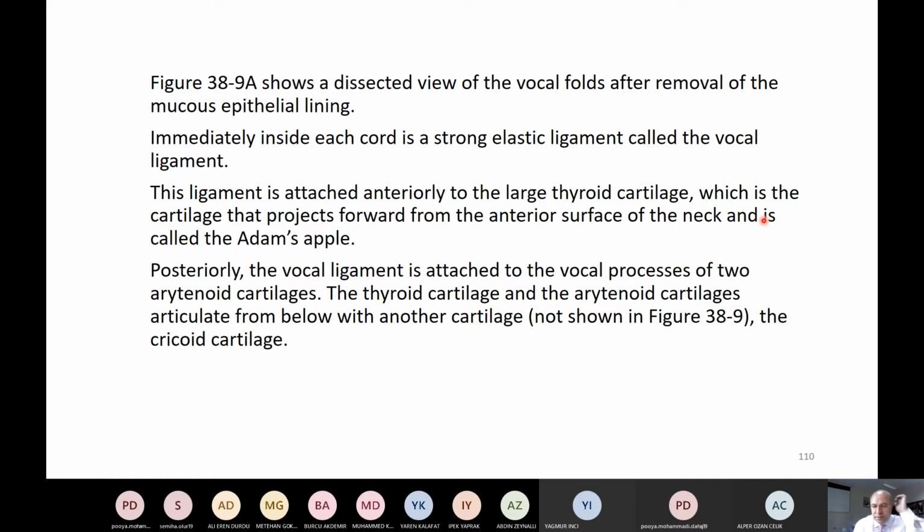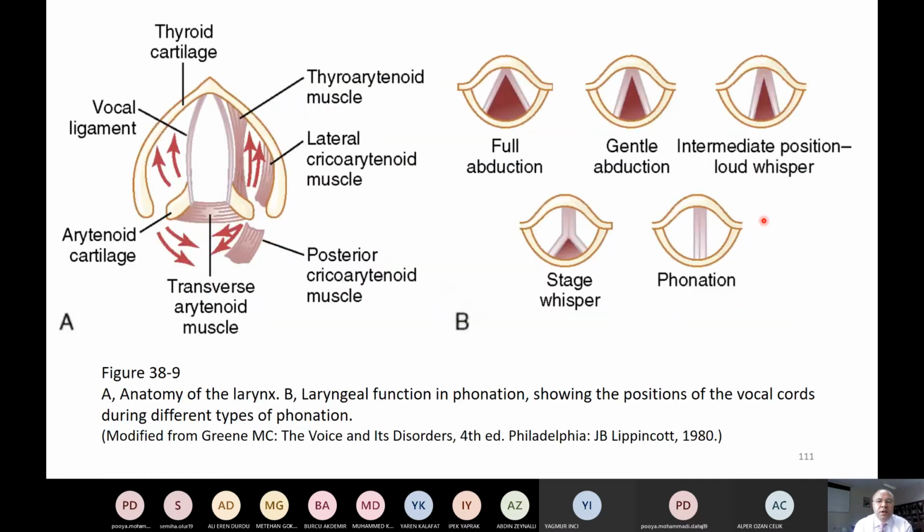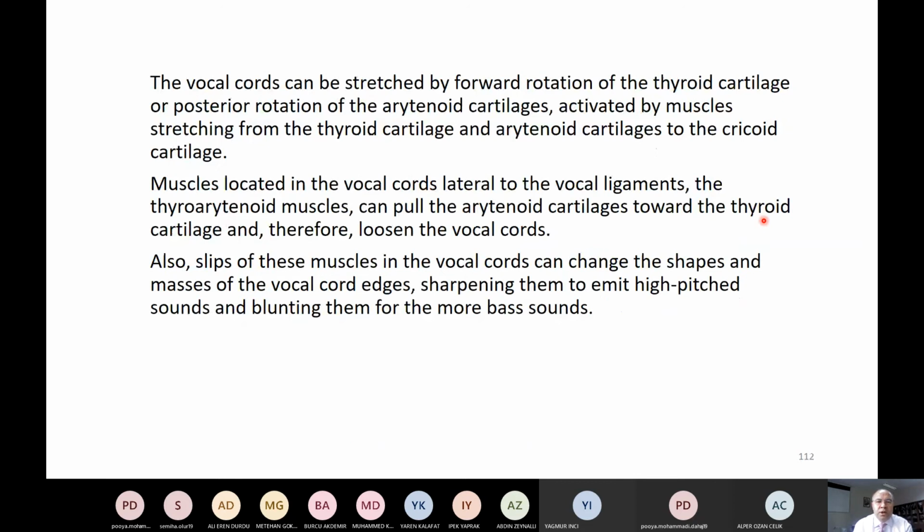All right, I think you can read these sections. Vocal cords can be stretched by forward rotation of the thyroid cartilage and posterior rotation by the arytenoid cartilage. There are muscles taking part.